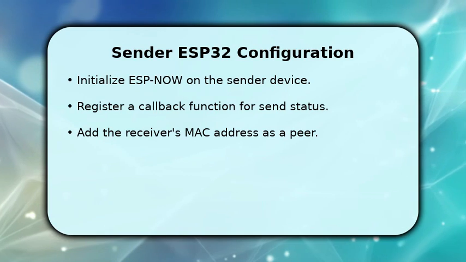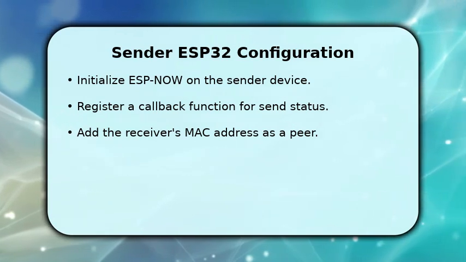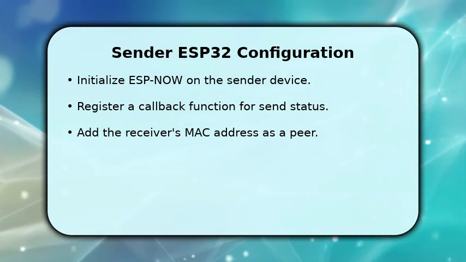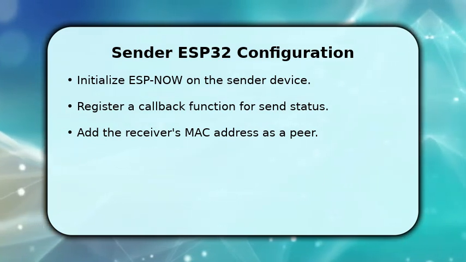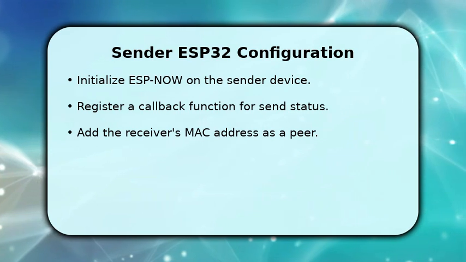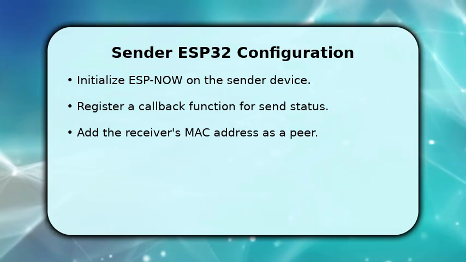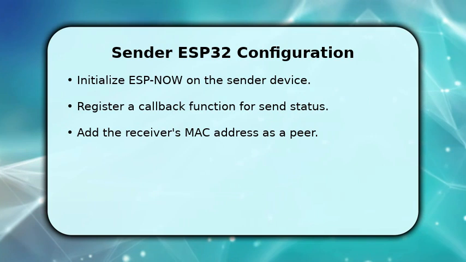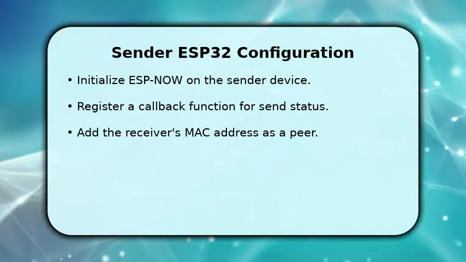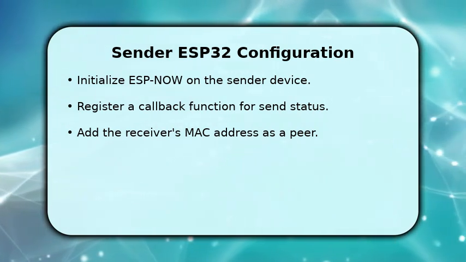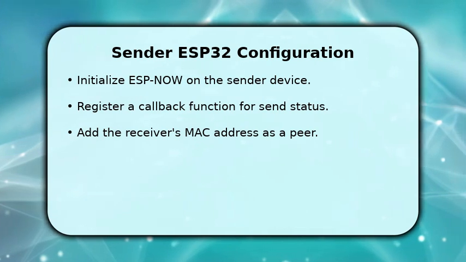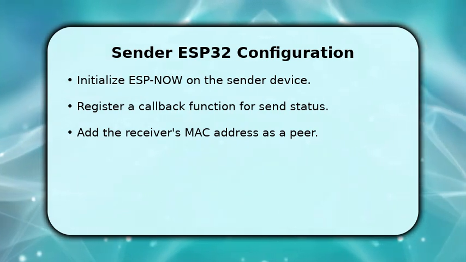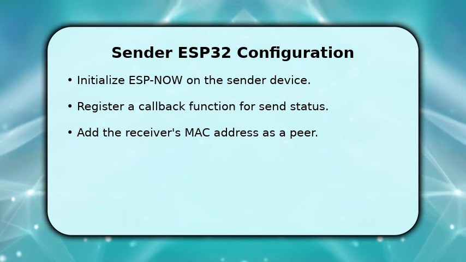To configure your sender ESP32, first, you'll initialize the ESP-NOW protocol. Next, it's crucial to register a callback function. This function will confirm whether your data was sent successfully. Then, you must add the receiver's unique MAC address as a peer, telling your sender where to direct its messages. Finally, prepare your data payload, which can be up to 250 bytes, ready for transmission to its designated peer.